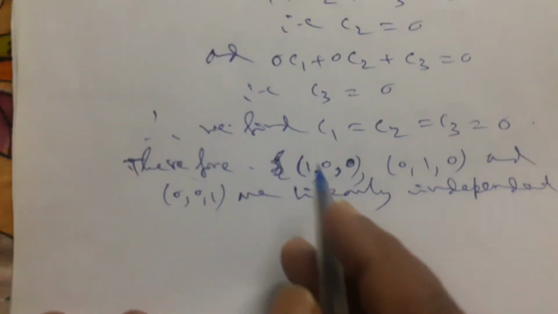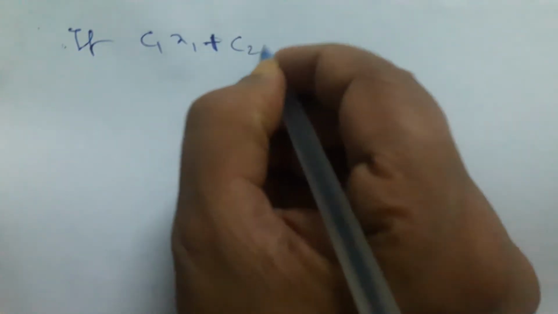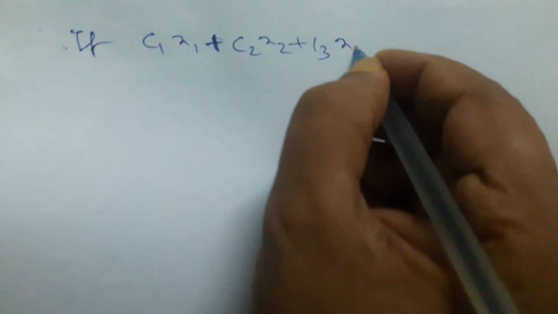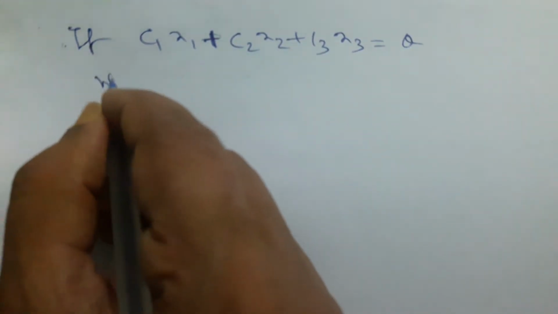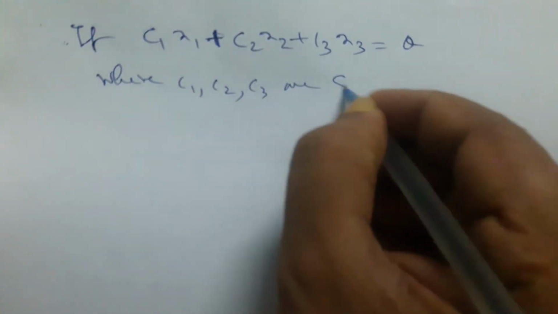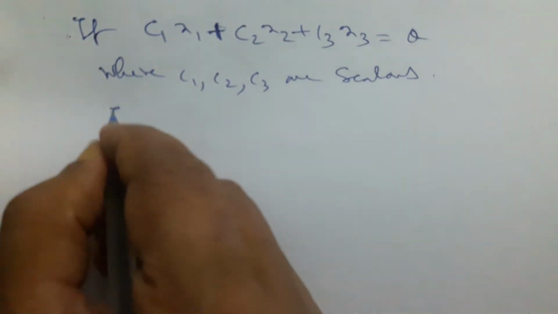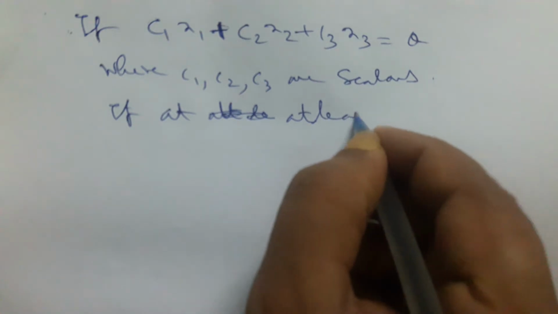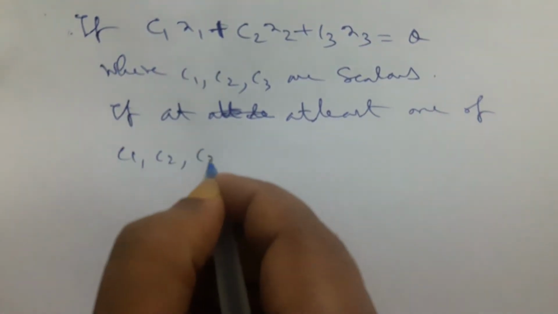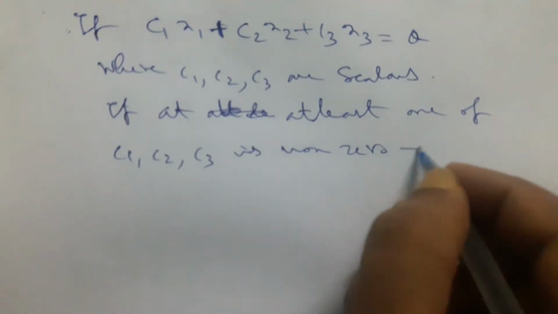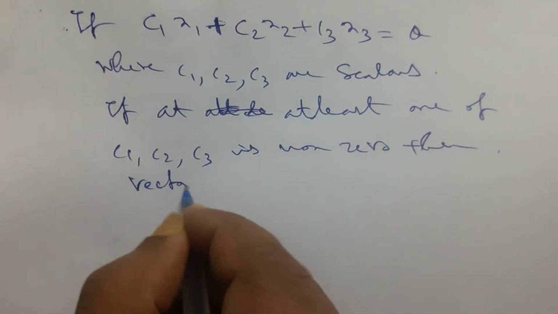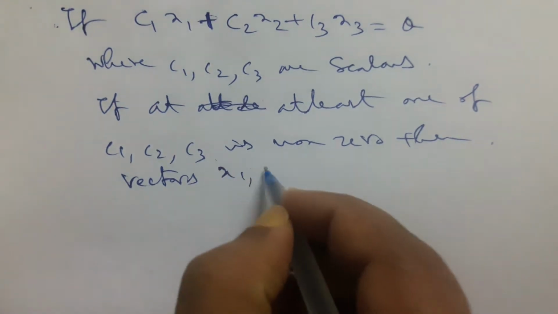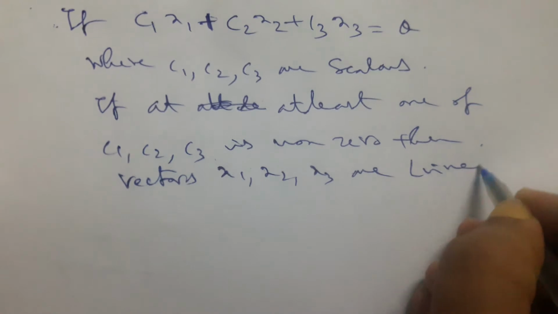Now next we discuss the linearly dependent vectors. If we use as an assumption, as a precondition, C1 x1 plus C2 x2 plus C3 x3 is equal to theta, where C1, C2, C3 are scalars, and at least one of C1, C2, C3 is non-zero, then the vectors, if we consider here x1, x2, x3, are linearly dependent.